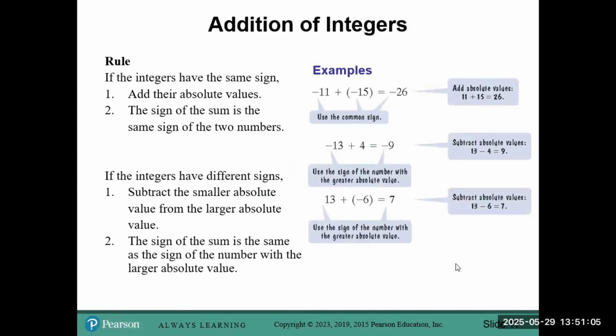Now that we understand absolute value, we can talk about adding integers. When integers have the same sign, we're just going to add their absolute values. So think about adding them up without thinking about the signs. And then whatever sign the two numbers had, we keep. So when we add -11 and -15, we think, what's 11 plus 15? That's 26. And since they were both negative, we're going to keep that negative sign.